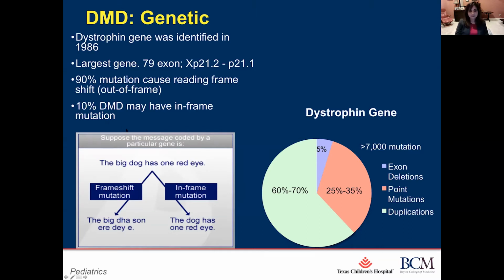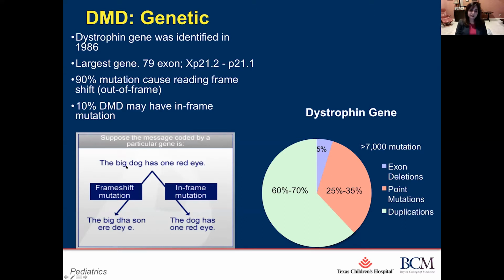So what does it mean? It means that, for example, if we have a genetic code for Duchenne muscular dystrophy, which is not this code, but I'm just giving you an example, the big dog has one red eye. This is a code for, or the recipe for, dystrophin protein. If it is transcribed as the whole sentence, then you will make the normal dystrophin protein.